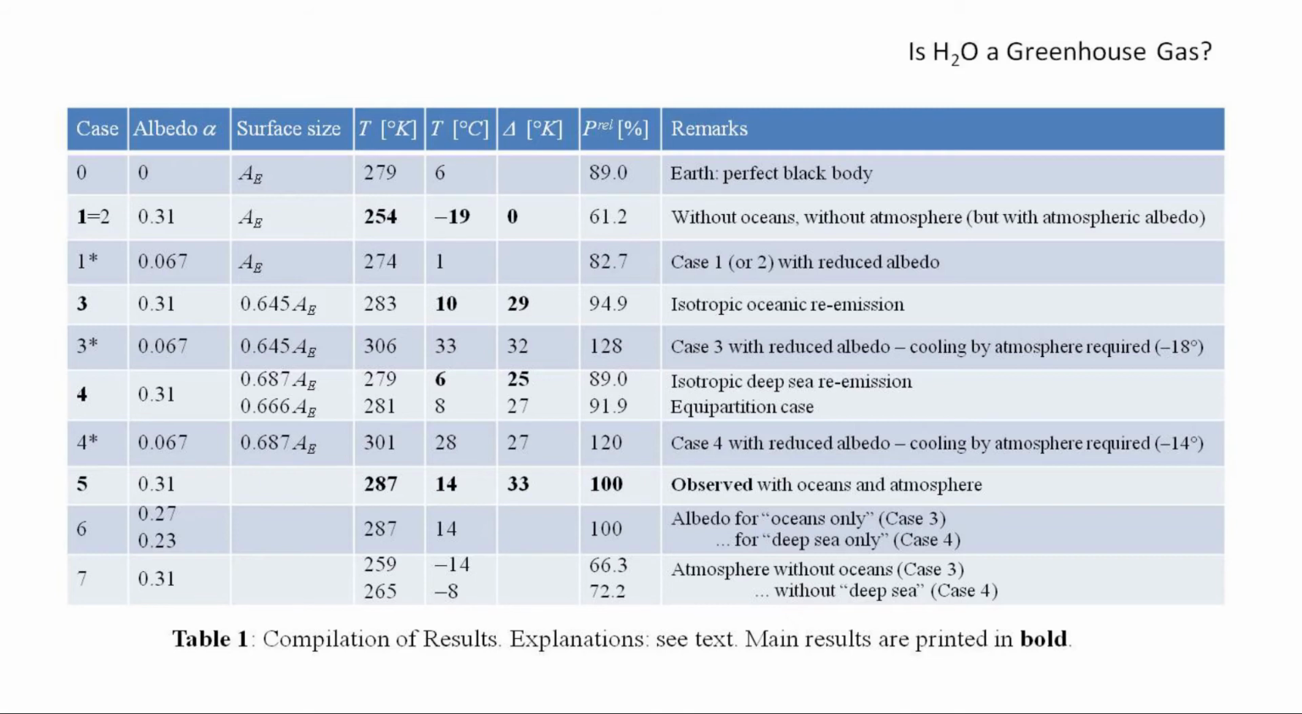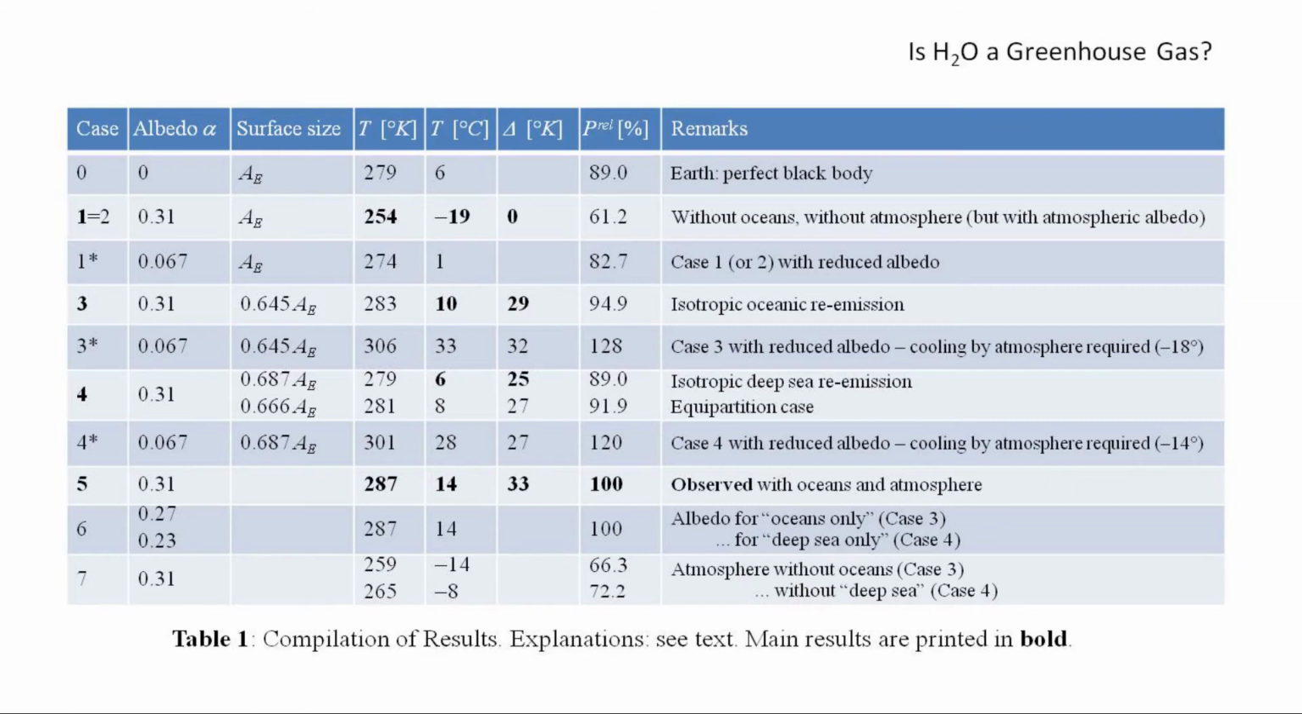Now we come to the cases where the hydrosphere, modeled by the oceans, plays an important role. In case 3, we consider an Earth with 71% of its surface covered by oceans, with isotropic re-emission of absorbed infrared light by the whole ocean area. Then we obtain a temperature of 10 degrees Celsius. In case 4, we consider only the deep sea part of the oceans and come out with 6 degrees Celsius. Hence, a realistic result lies somewhere between the two values 6 and 10 degrees Celsius. For example, if we take cases 3 and 4 with equal weight, we obtain 8 degrees Celsius.